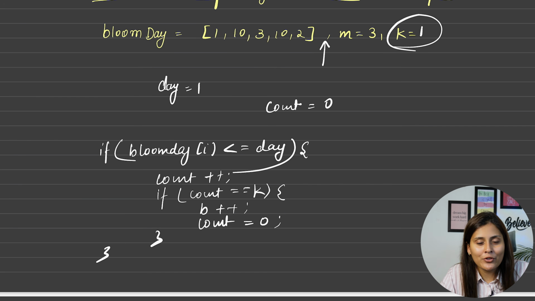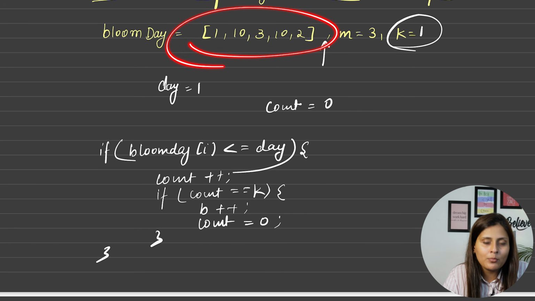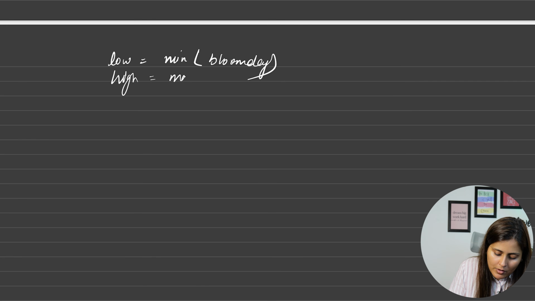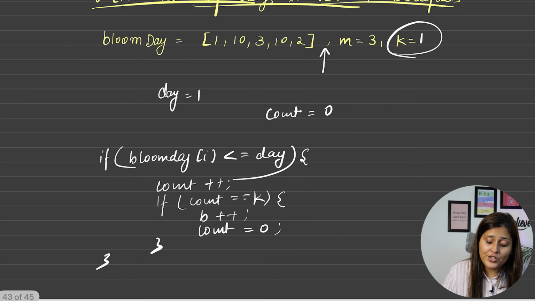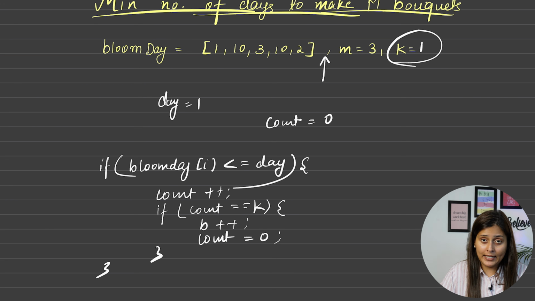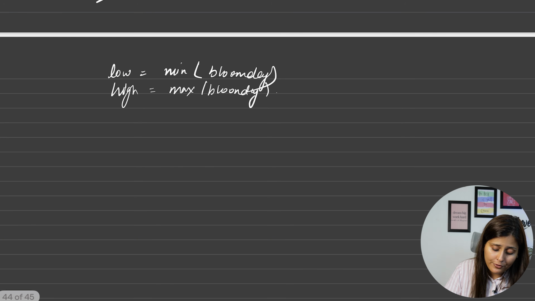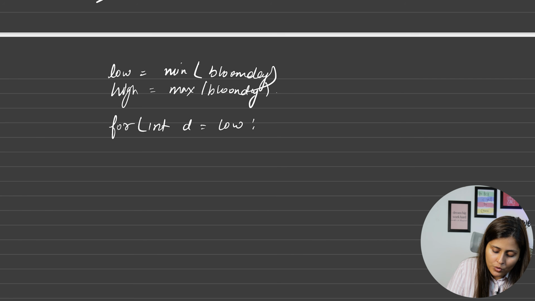So hence the lower value will be 1. The lower value will be the minimum of bloomDay, and the higher value will be the maximum of bloomDay. So definitely I can initialize low is equal to the minimum of bloomDay and high is equal to the maximum of bloomDay. Okay. Now as the question asks to return the minimum waiting day, suppose you want to run the for loop from int d is equal to low, and you want to run d less than or equal to high.